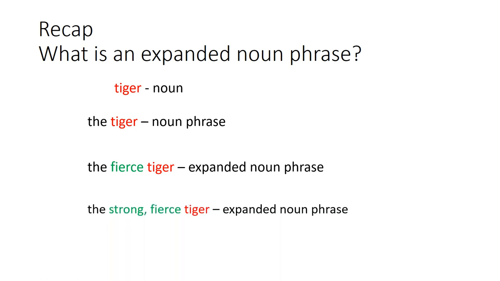The strong, fierce tiger is also an expanded noun phrase, and you can see I've just used a comma to separate the two adjectives. Now, although expanded noun phrases are great in describing, we need to remember we don't need to use all the adjectives all the time. So the fierce tiger is a good expanded noun phrase. So is a strong, fierce tiger. Sometimes just one adjective is fine.